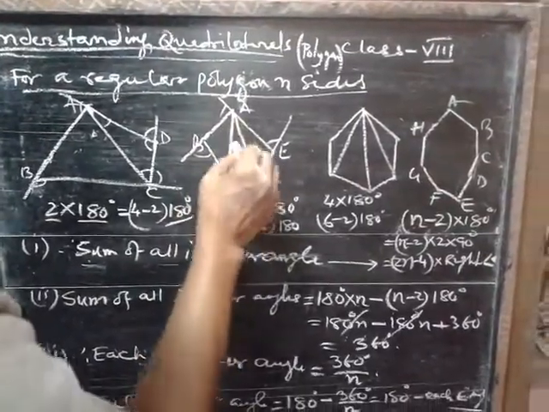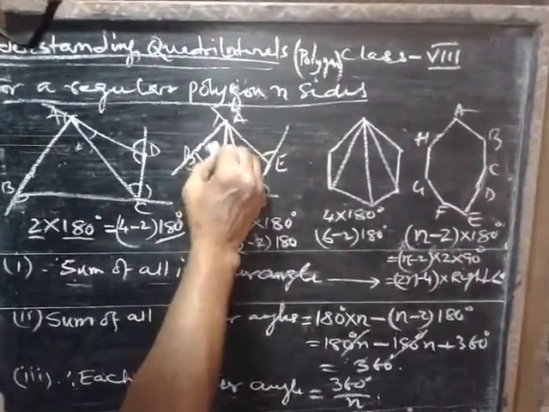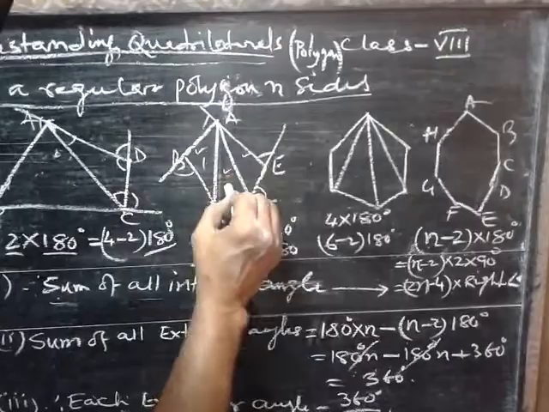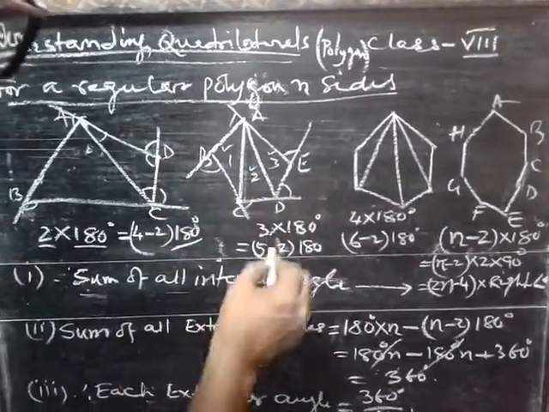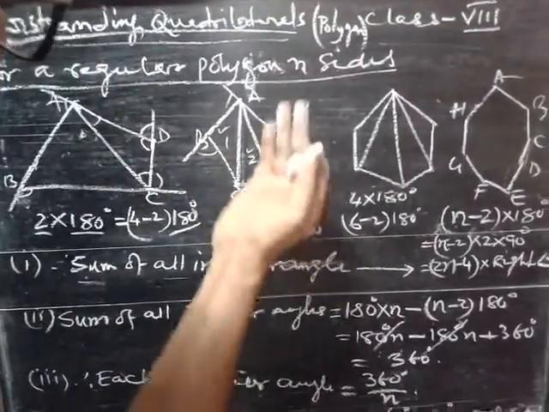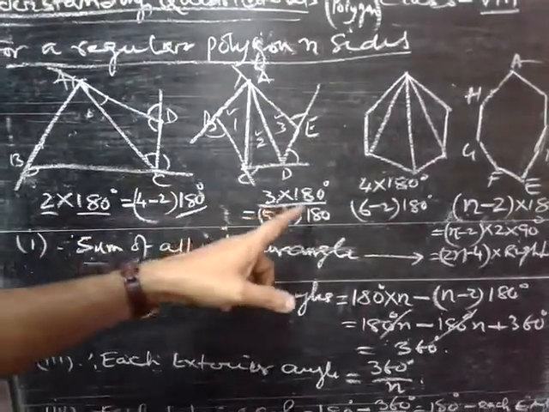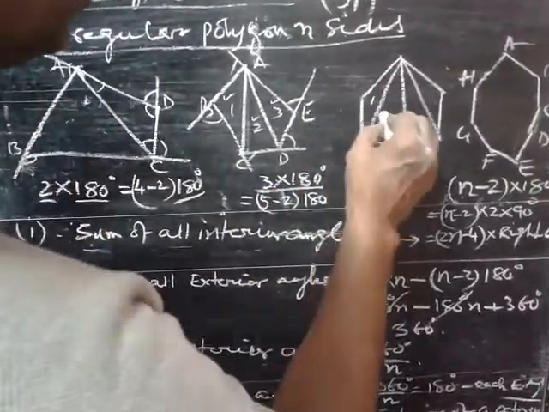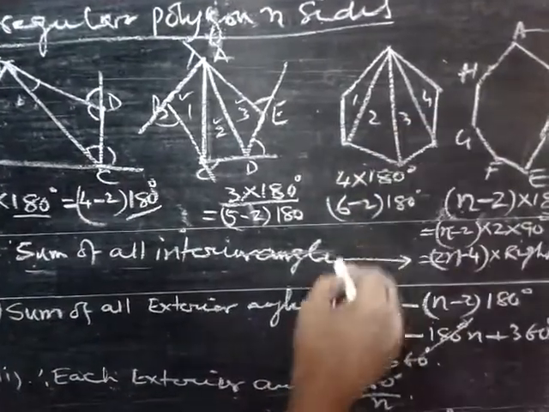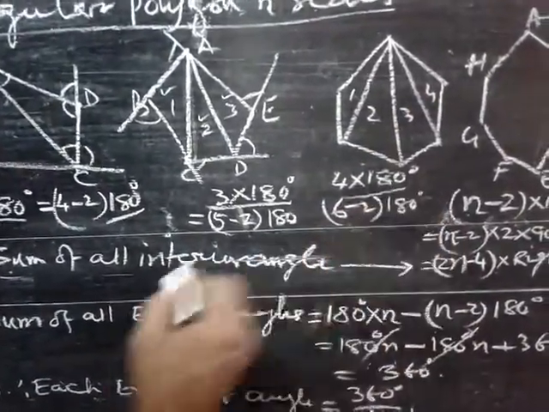Here, this is 1, 2 and 3. There are 3 triangles, so the total interior angle will be 3 into 180. In this way, 1, 2, 3 and 4, this is actually 4 into 180.